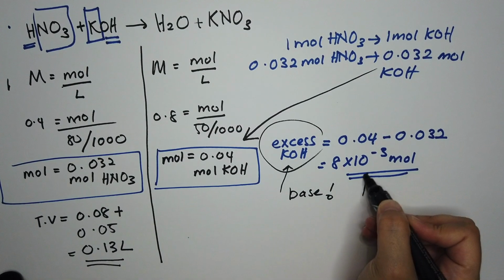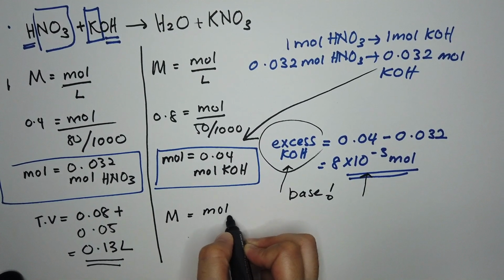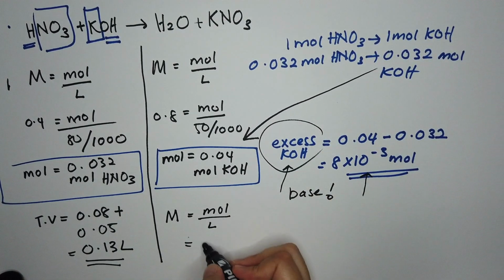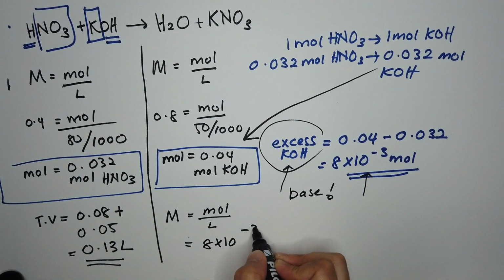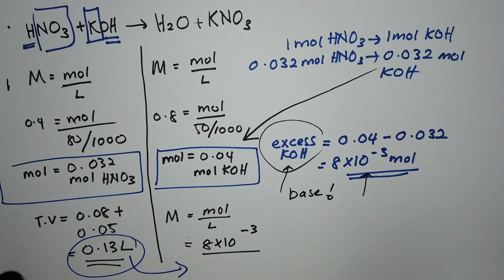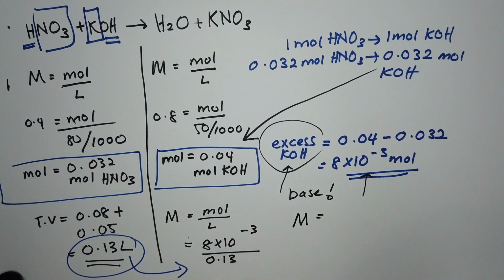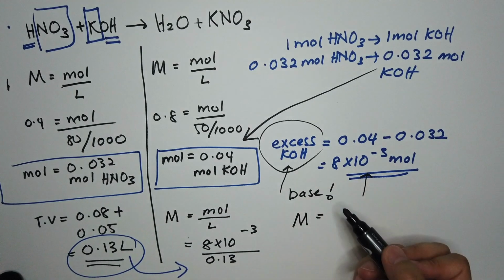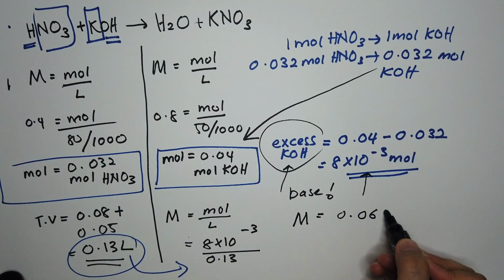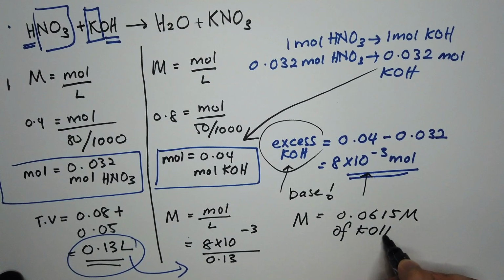So now you already have the number of moles, so you need to calculate the molarity, equivalent to mole over liter. So the number of moles of the excess is 8 times 10 to the power of negative 3. The volume must be the total volume, which is 0.13. So you should get your molarity of excess KOH equivalent to 0.0615 molar of KOH. Right.